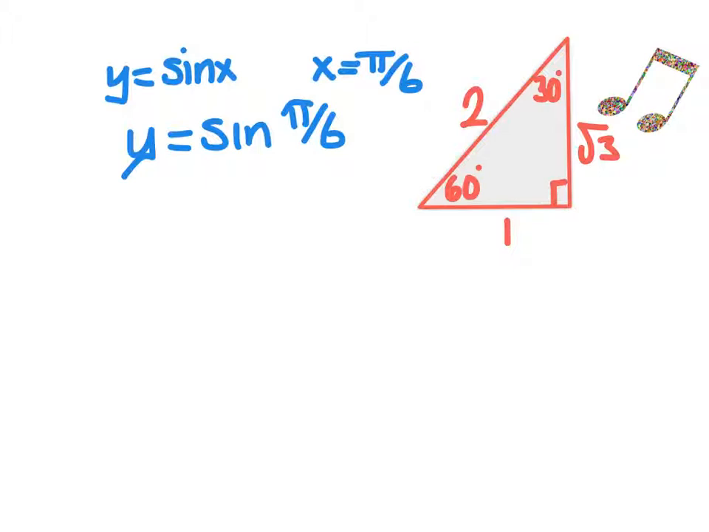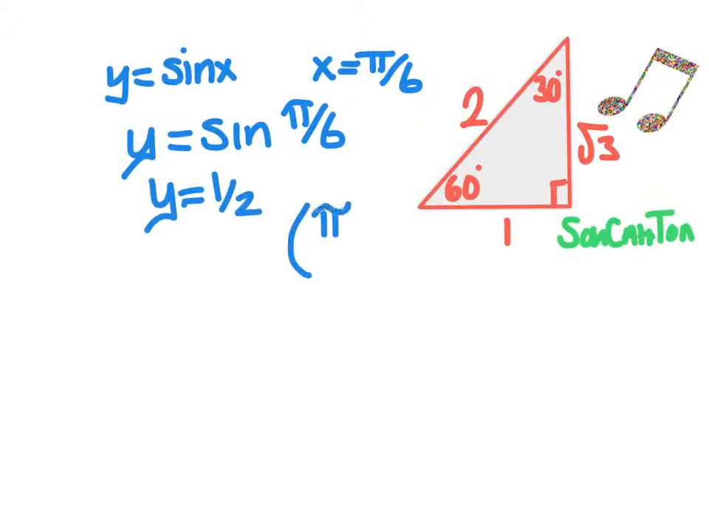And we also need to remember SOHCAHTOA so that we know which sides we're looking at. So the sine of 30 degrees, sine is opposite over hypotenuse. Opposite is 1, hypotenuse is 2, so that's 1/2. So the point that we have is pi over 6, 1/2. We've got a point, so now we need to find the gradient.